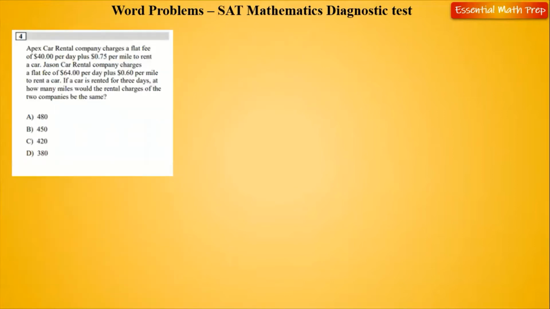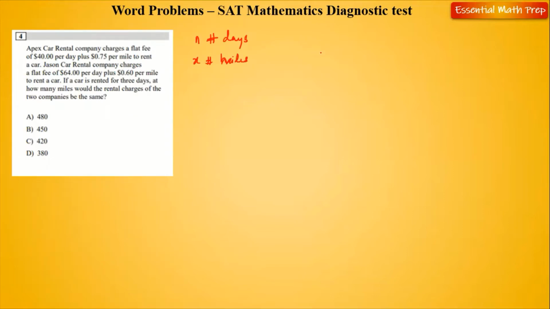Okay. We've done a similar problem before. However, there's a subtle variation in this problem compared to the previous one. Apex company charges a flat fee of $40 per day. So let's say N corresponds to number of days and X corresponds to number of miles.